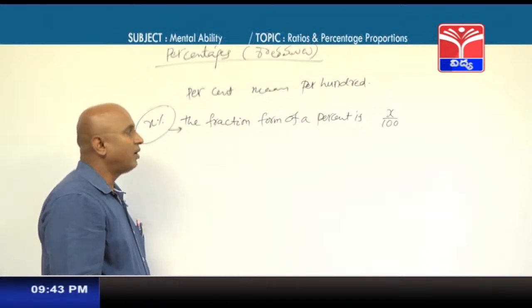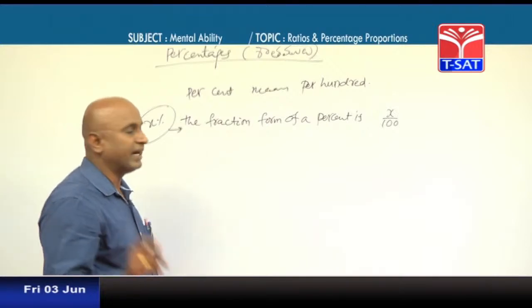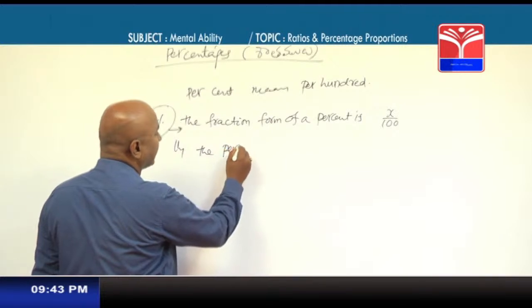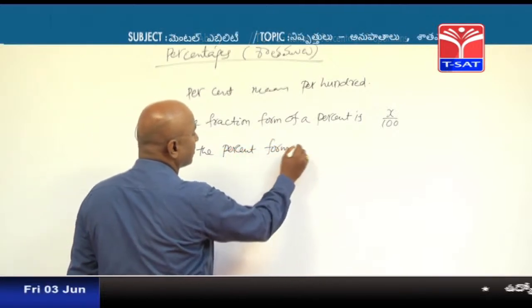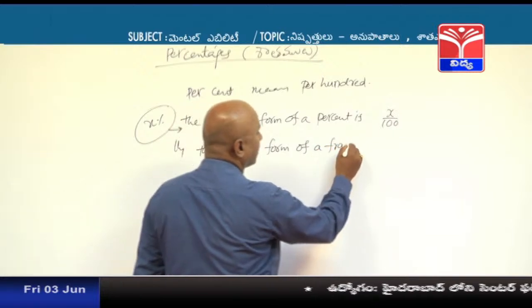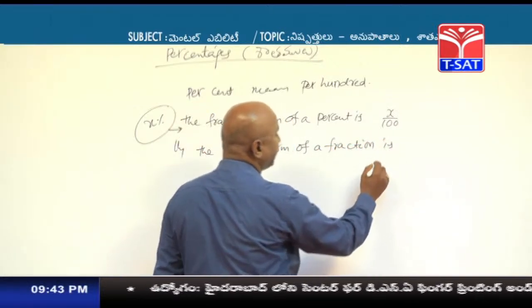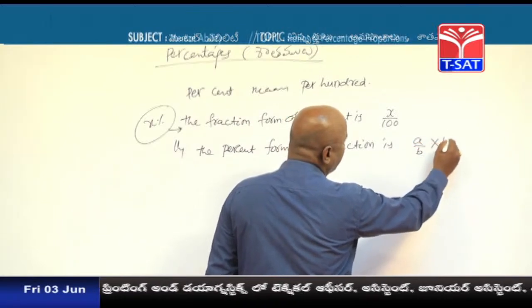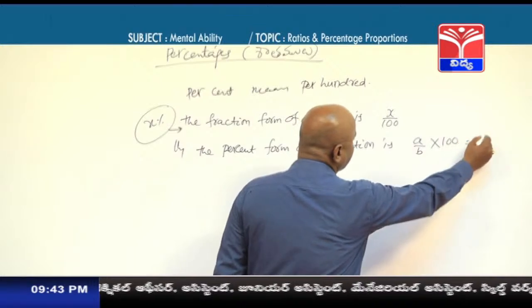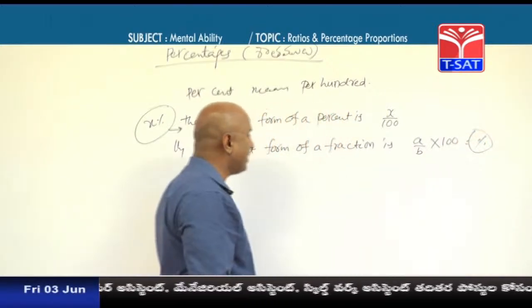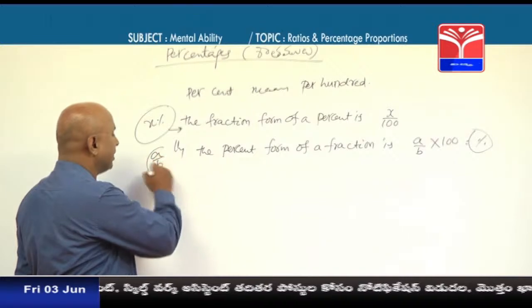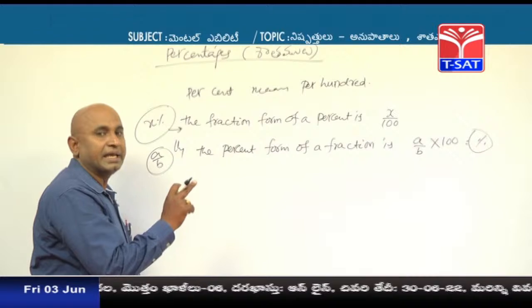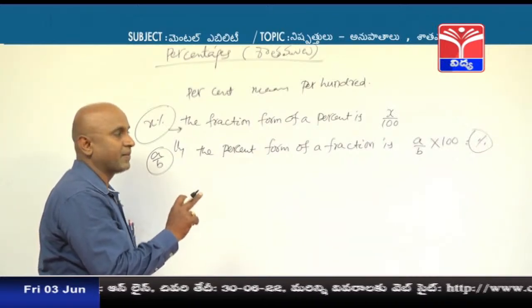The fraction form of a percent is x/100. Similarly, the percent form of a fraction: suppose a/b is a fraction, then multiply this with 100, and you will get the percentage. So the percent form of a fraction a/b is a/b into 100%.